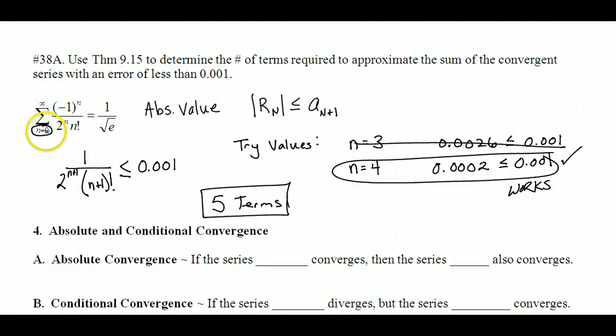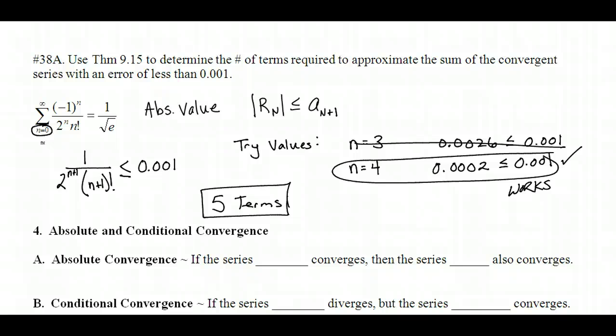If this series would have started at 1 instead of at 0, well, then I would only have 4 terms. And even if I started at 1, that's fine. The problem here doesn't change. This inequality isn't going to change. It's just the starting point. So make sure you check your starting point when you do this.